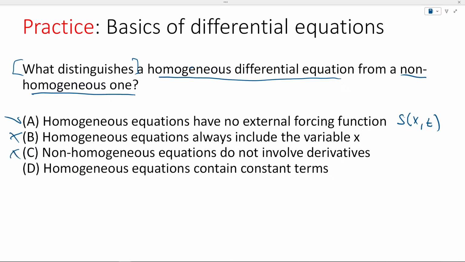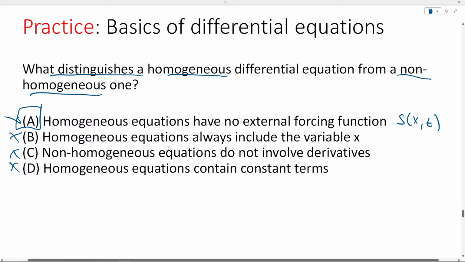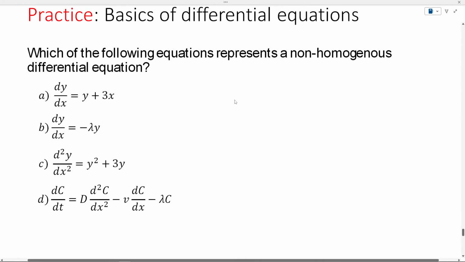Homogeneous equations contain a constant term. That's true, but so do non-homogeneous equations. So that does not distinguish it, and that is wrong. So read the question carefully. The keywords here: I'm not telling you to select the right answer, I'm telling you to select what distinguishes this from that. So before you rush to the answer, make sure you carefully read the question and understand what it is asking you. Okay, let's do one more practice.